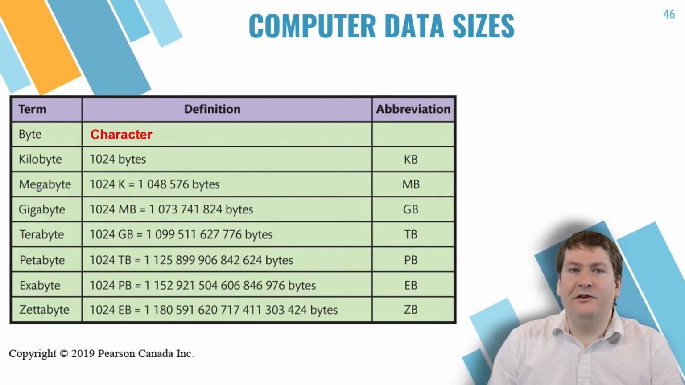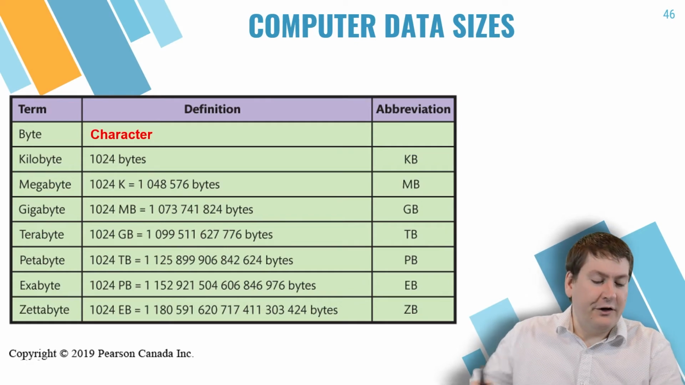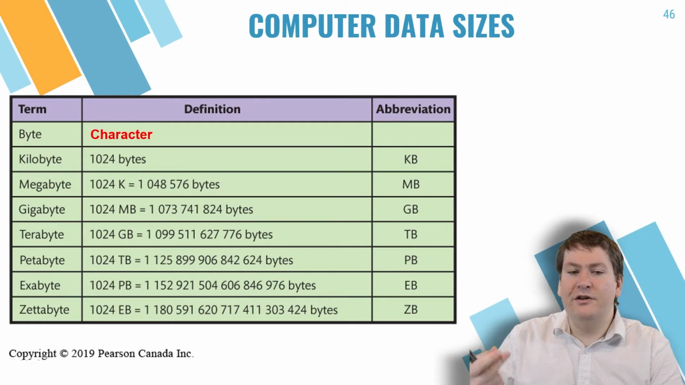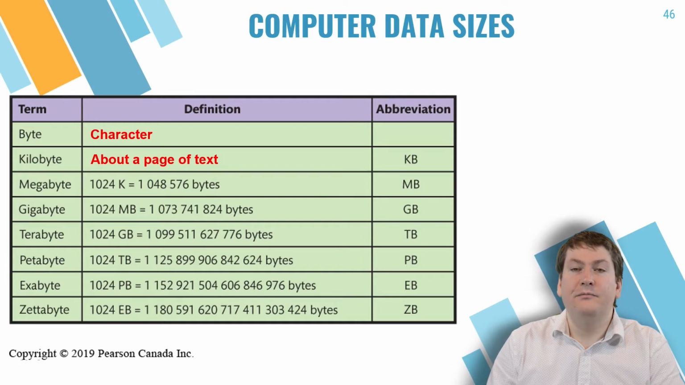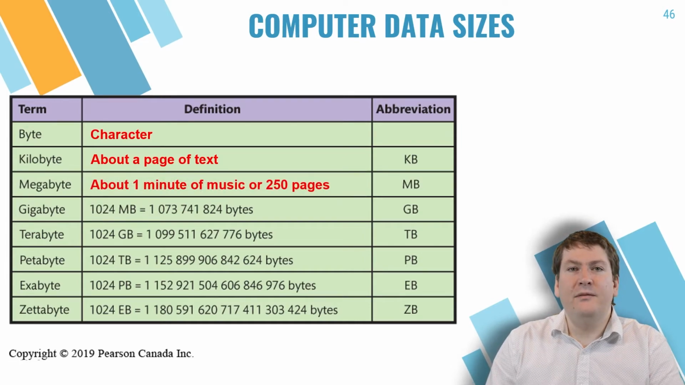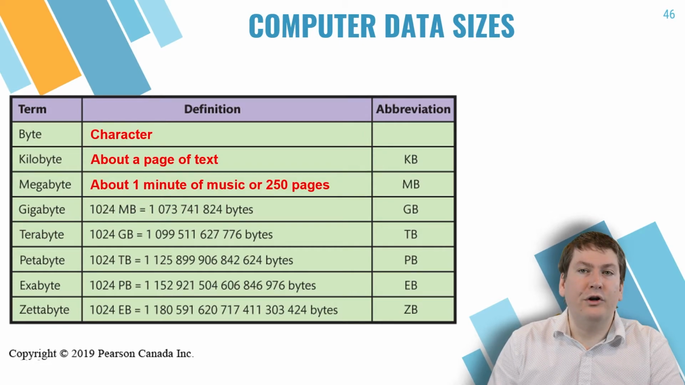So let's take a look. A byte, as we already mentioned, is a single character. So that could be a single character on your keyboard, like the capital A, or it could be punctuation, things like that. But that can also represent a number. So a kilobyte is approximately a single page of text. A megabyte is about a minute of music, or 250 pages of text, sort of like a short book.